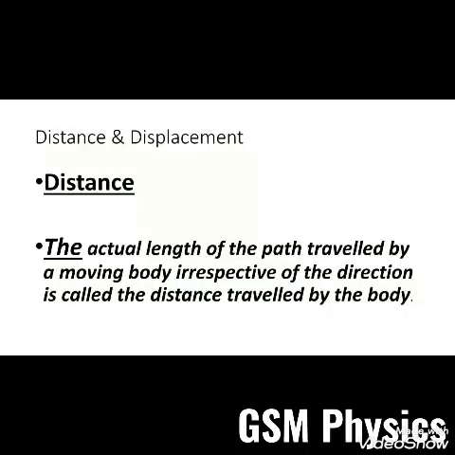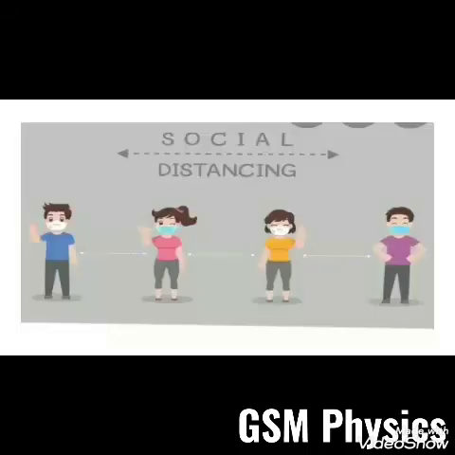Distance: the actual length of the path traveled by a moving body, irrespective of the direction, is called the distance traveled by the body. It is a scalar quantity having a magnitude only. It is measured in meters in the SI system. Look at the social distance. This is an example of distance.